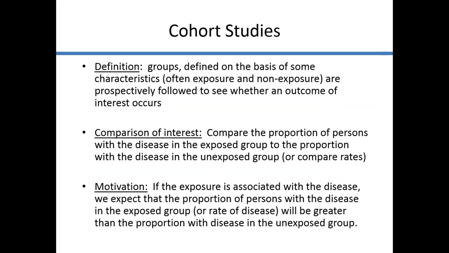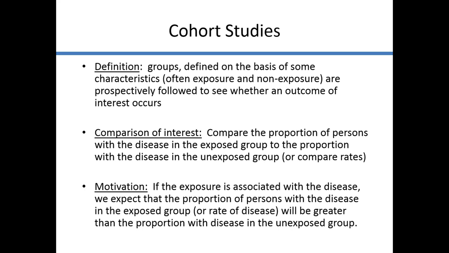So cohort studies: groups defined on the basis of some characteristic. Just a second ago, we had smokers and non-smokers, exposed and non-exposed, prospectively followed to see whether an outcome of interest occurs. Forward directionality. We have a comparison. We compare the proportion of persons with the disease in the exposed group to the proportion with the disease in the unexposed group. That's what we did. We could have just as easily calculated rates, but we calculated risks and we came up with a risk ratio. That's exactly what we did.